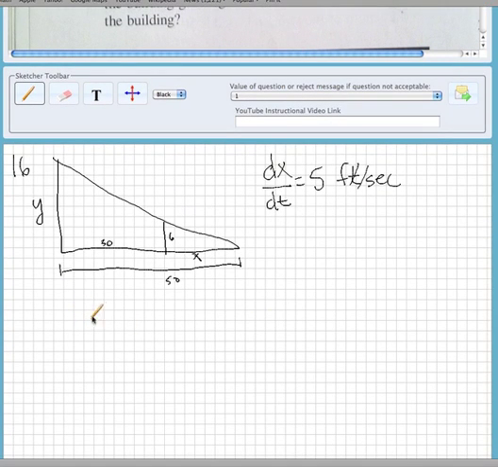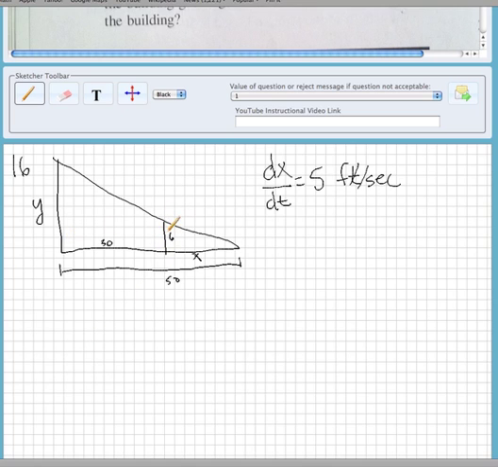So this question is trying to find the rate of change of the shadow as it's getting smaller. We know the rate of change of how fast the man's going to the building. We're just trying to find how fast the shadow is getting smaller.